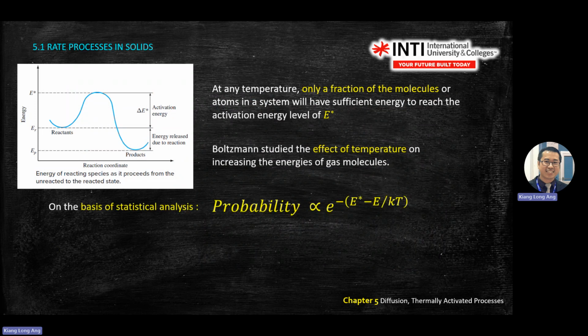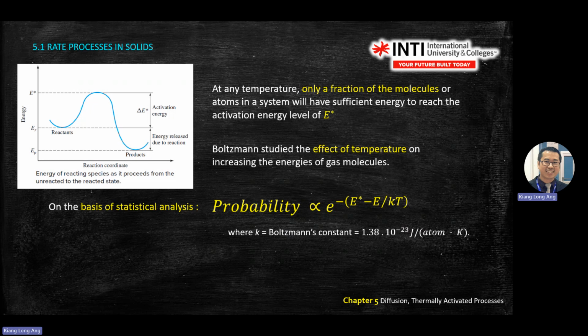So here's the first equation for today. You study the effect of temperature, probability linearly related to e to the power of minus E star over kT. E star is activation energy. We have seen E star in chapter 4 and in chapter 3. But in chapter 5, we talk about diffusion, so there's an activation energy for the diffusion.